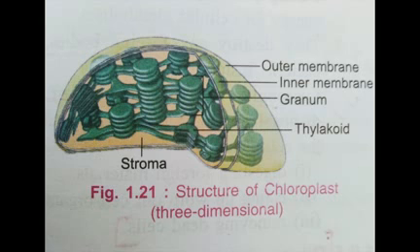Leucoplasts are involved in the formation and storage of starch and oil drops. For example, amyloplasts found in potato tuber store starch. Chromoplasts are colored plastids. They may contain pigments of different colors. For example, blue-green chromoplasts found in blue-green algae.